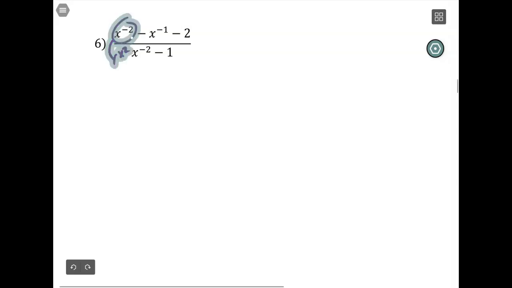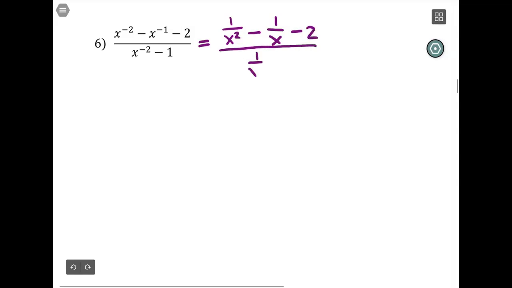The property says that x to the -2 is the same as 1 over x squared, and x to the -1 is the same as 1 over x. So if we use that, we can go like this.